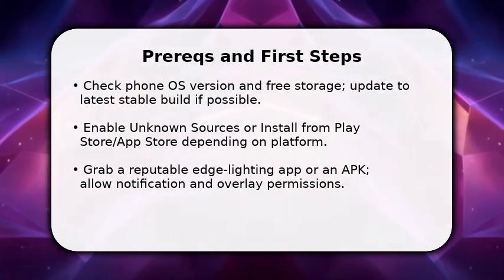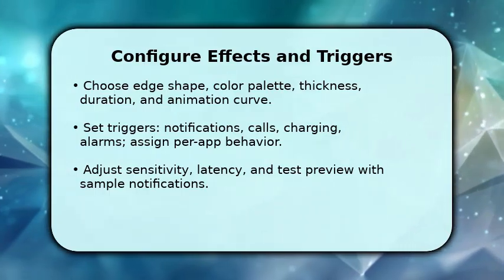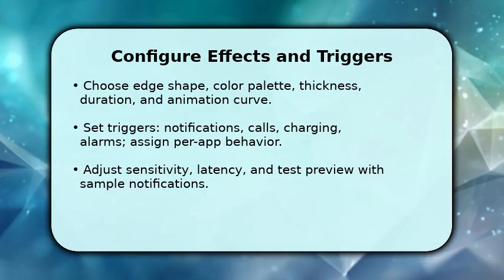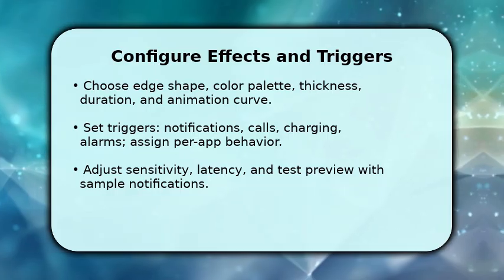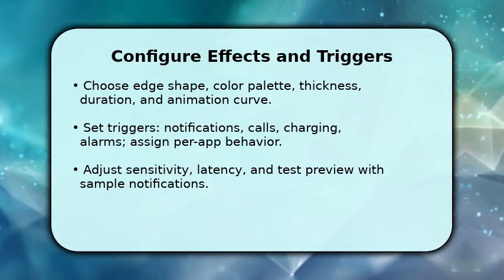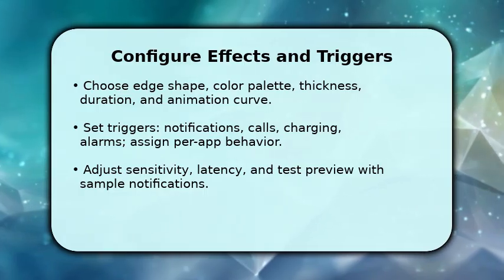Now you configure how the Edge lighting looks and activates. Pick a shape, color set, thickness, and animation speed. These determine visibility and battery use. Next, assign triggers. Enable for notifications, calls, charging, or alarms, and choose which apps should trigger effects.